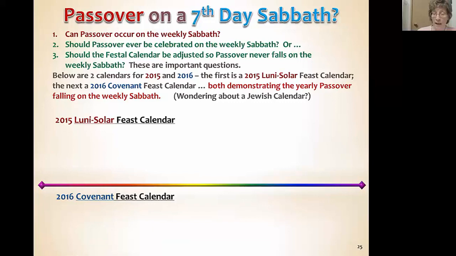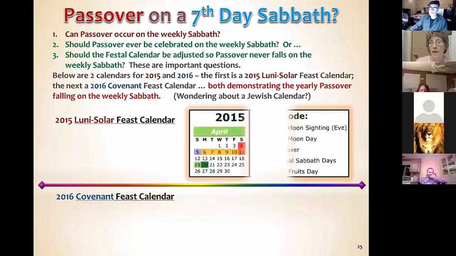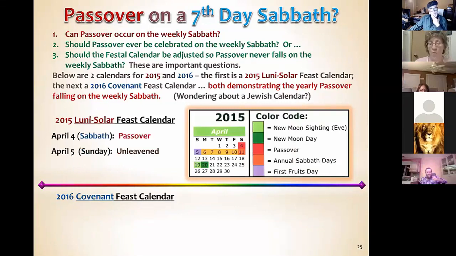So we're asking, should Passover ever be celebrated on a weekly Sabbath? Or should the festal calendar just be adjusted so Passover never falls on the weekly Sabbath? Those are important questions. And I'm going to show you 2 calendars from 2015 and 2016. This first one is a lunisolar calendar. They go by the moon. And the next one is a covenant calendar.